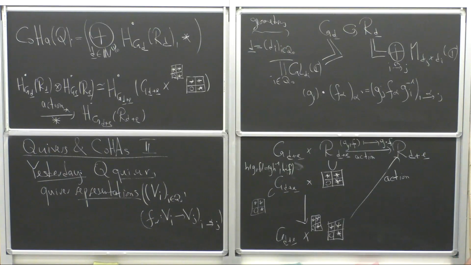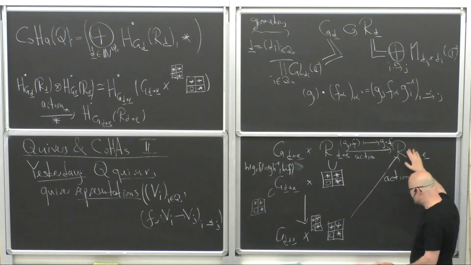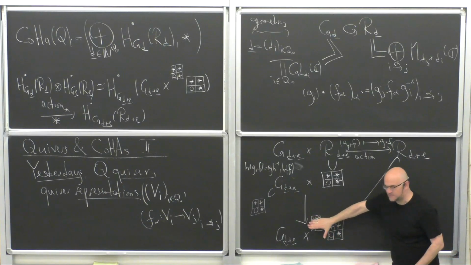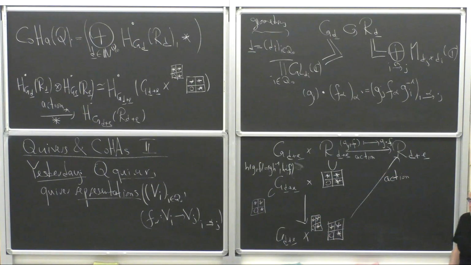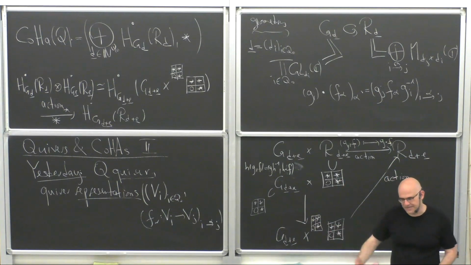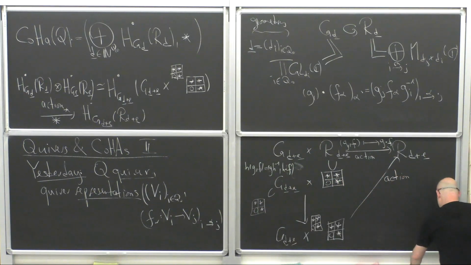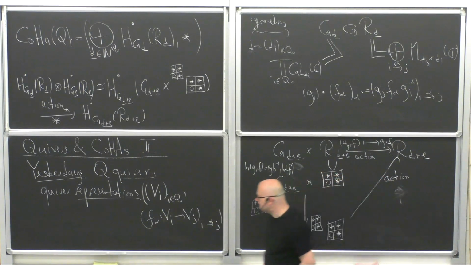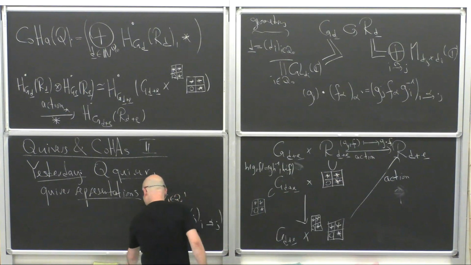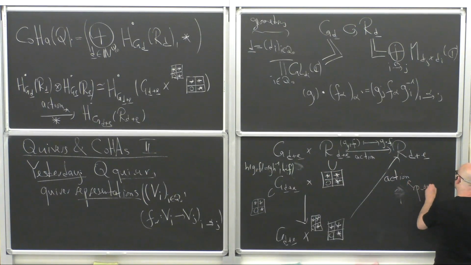And now the marvelous thing about this map is it's proper. The original map is definitely non-proper. This is proper. This has to do with the fact that this subgroup is a parabolic subgroup, and the homogeneous space, the group divided by this parabolic, is a compact manifold. So this action map is proper.